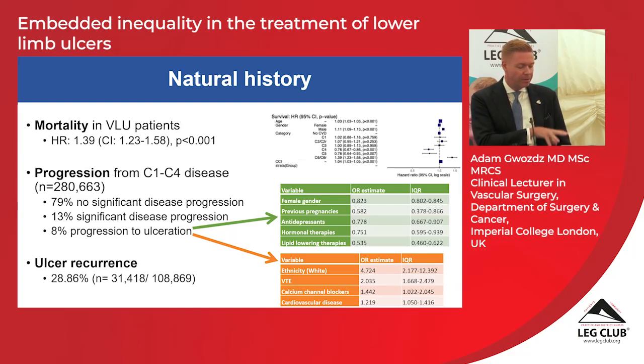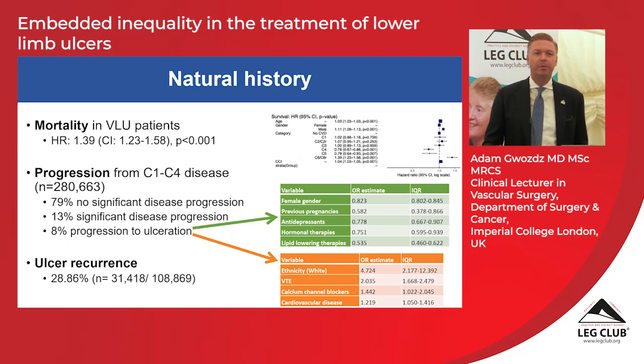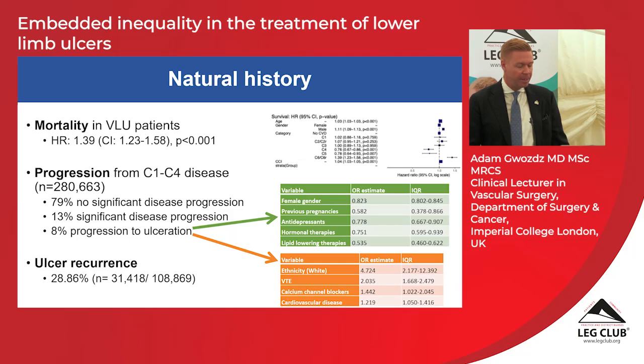In other words, there are certain groups of patients that are more likely to be on certain types of medications, have cardiovascular disease, and so on. The factors that increase your risk of progressing to ulceration are being white, having a previous DVT or PE, in this case DVT, and then calcium channel blockers and cardiovascular disease. Those are, again, overlapping factors. People with cardiovascular disease have calcium channel blockers a lot of the time, but having cardiovascular disease increases your likelihood of progressing to an ulcer. And the ulcer recurrence rate in our study was roughly 30%, which is very high.